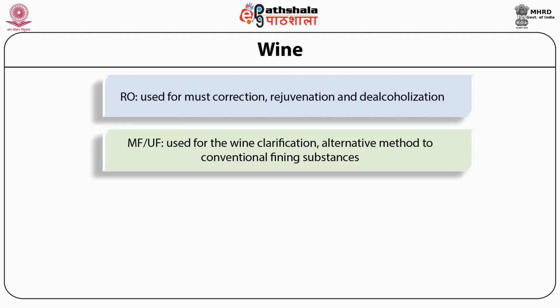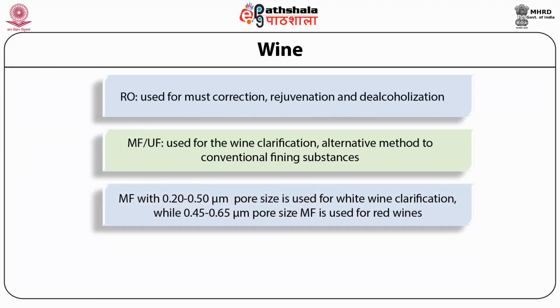During wine clarification, MF and UF provide an alternative to the classical fining substances and filters and also reduce the number of processing steps. Lipinski 2010 reported that 0.20 to 0.50 micron and 0.45 to 0.65 micron pore size MF membranes are usually used during the filtration of white and red wines respectively. It means for white wines we are using the MF system equipped with 0.2 to 0.5 micron pore size membrane, and for red wines we are using 0.45 to 0.65 micron membranes.